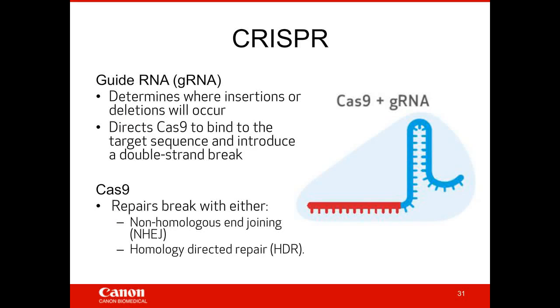As I'm sure you are aware, CRISPR is a somewhat newer, simpler technology often used for genome editing, and it does create genetic variants. However, for background purposes, CRISPR does have two main components, one being guide RNA and the other being DNA endonuclease Cas9. The guide RNA determines where insertions or deletions may occur and directs Cas9 to bind to that area. Cas9 will then break the double-stranded DNA and repair the break one of two ways.